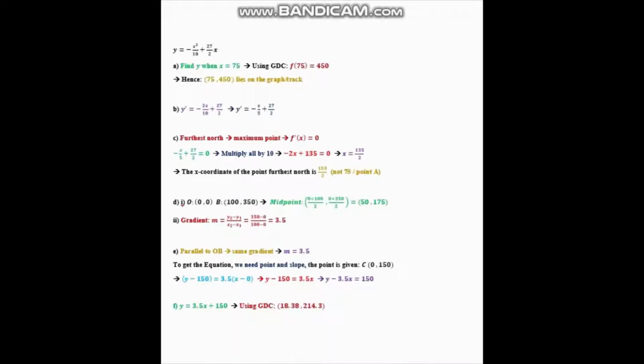Next, you are required to find the gradient of the line segment OB. So again, using the 2 points, y2 minus y1 over x2 minus x1 gives you 3.5.